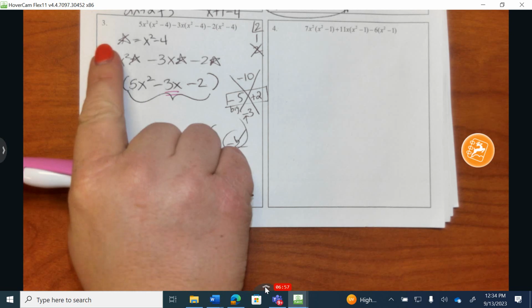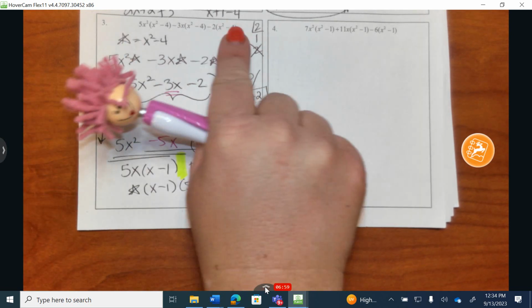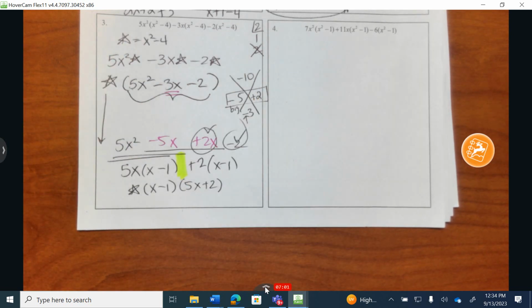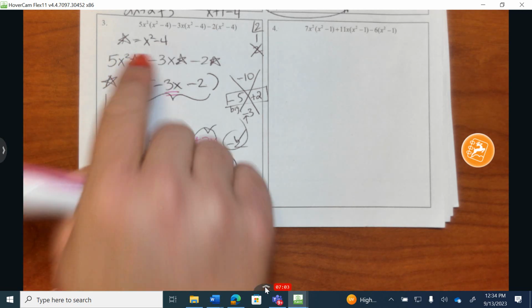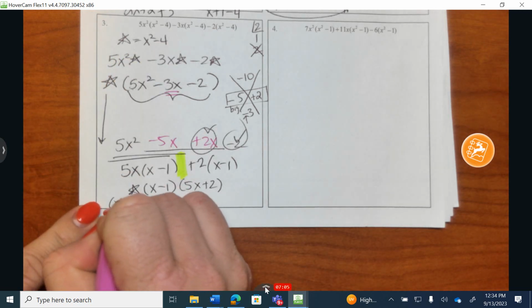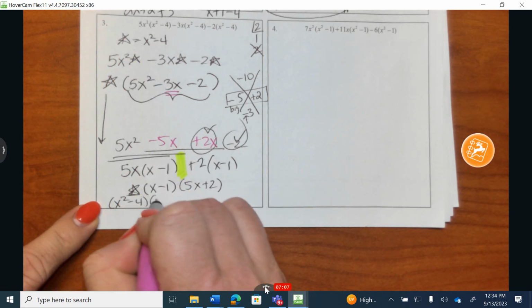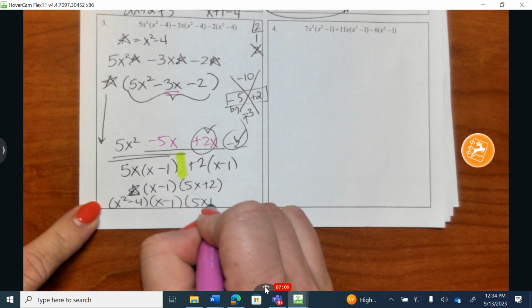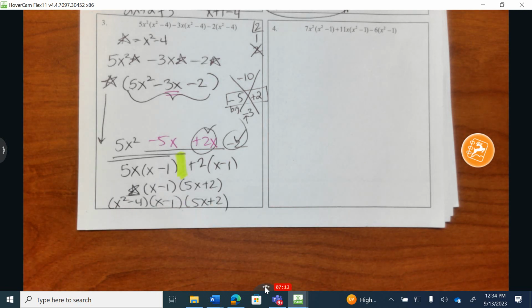We only need to replace star because this original problem didn't have any stars. So what is star equivalent to? It's equivalent to this expression. So x squared minus 4, that's this part, x minus 1 and 5x plus 2. And although I haven't done anything wrong, I'm not completely done.